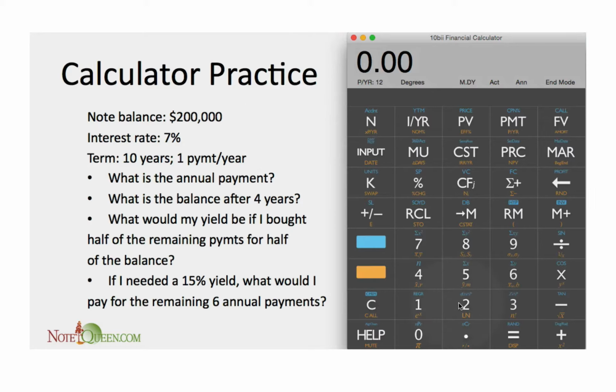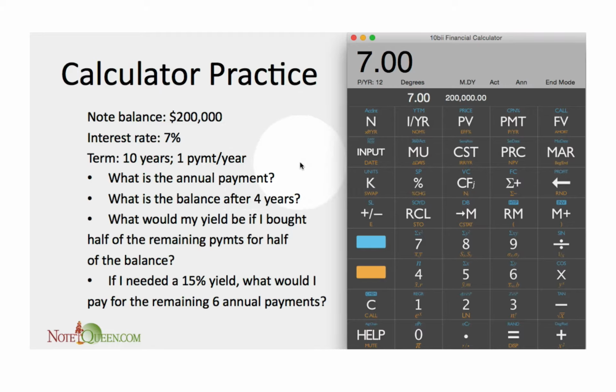Let's say we have a note balance of $200,000. That's the face amount of the note, 200. I'm going to put it in PV here, present value. The interest rate, the face rate on the note, 7%. I'm going to put it in the I/R here. And it's 10 years, but only with one payment per year. So 10 years, one payment per year.